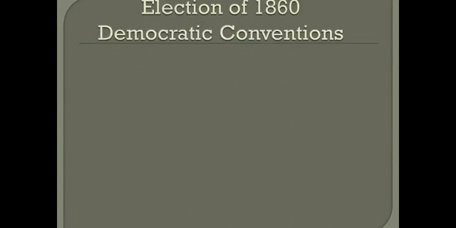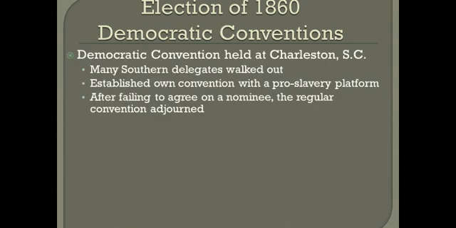So in the election of 1860, we have a mess. Let's start with the Democratic conventions, then we're going to move into the Republican. The Democratic convention was held at Charleston, South Carolina. Many Southern delegates actually walked out. They established their own convention with a complete pro-slavery platform. But the regular convention in Charleston failed to agree on a nominee, and it adjourned.